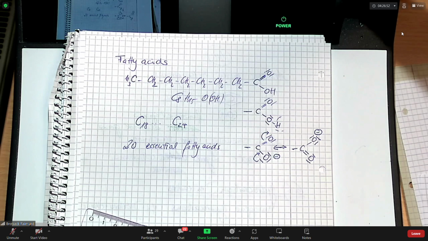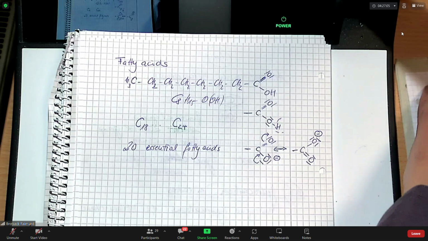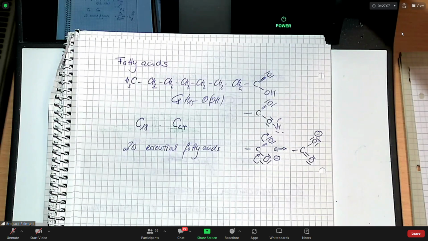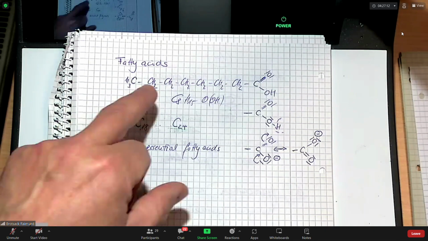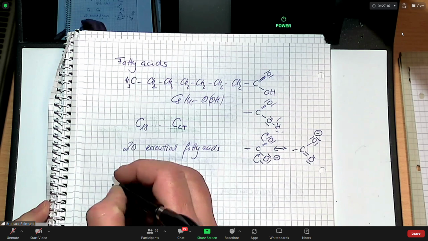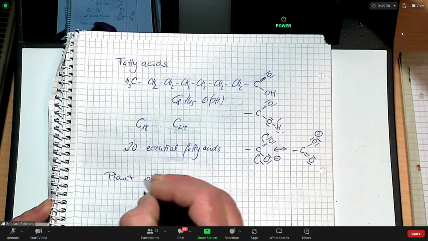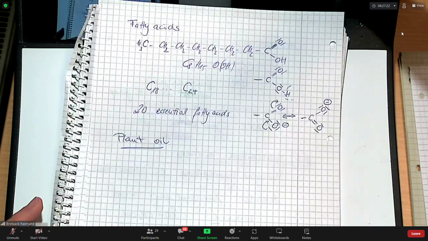So if you have a lot of them, in fruit or whatever, then we say that's more healthy. It helps to not get cancer on your skin or in other parts of your body. But that's all theory. Why I'm talking about these fatty acids is because the plant oils, they are looking like that.